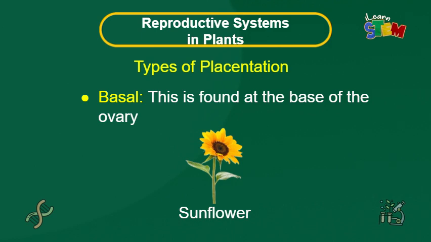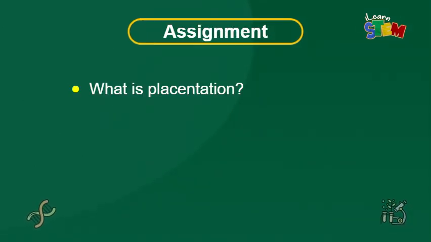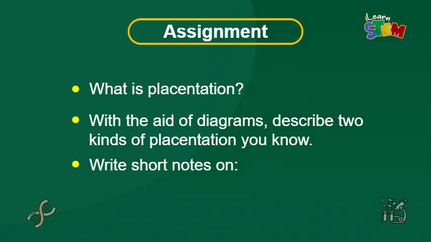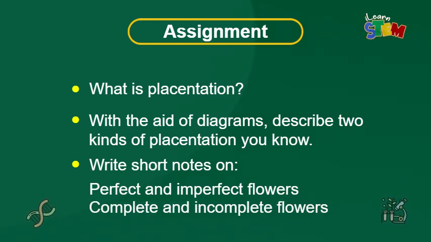Before you go, please attempt the following classwork. 1. What is placentation? 2. With the aid of diagrams, describe 2 kinds of placentation you know. 3. Write short notes on A. Perfect and imperfect flowers. B. Complete and incomplete flowers. Now, let's summarize what we discussed in this lesson.